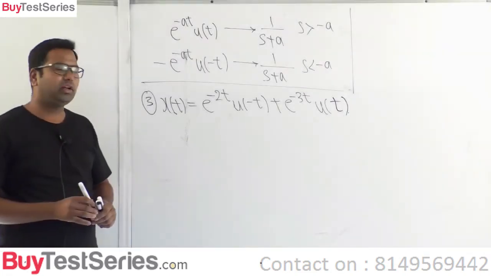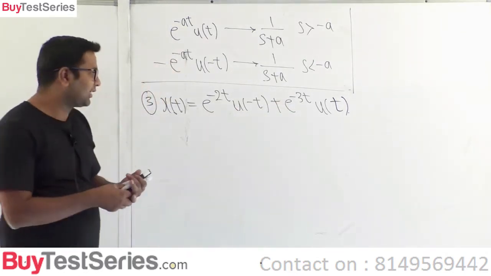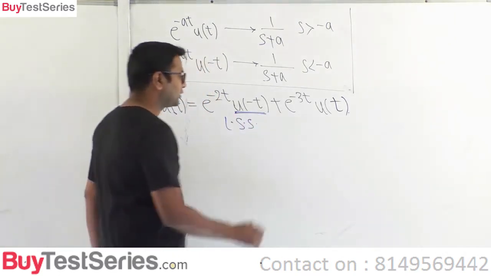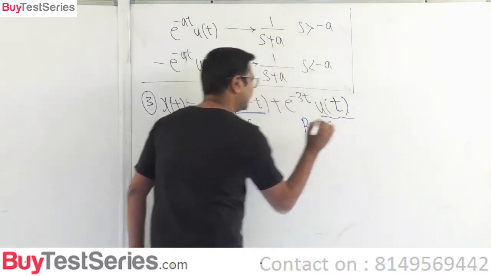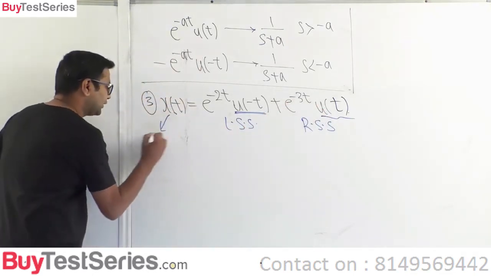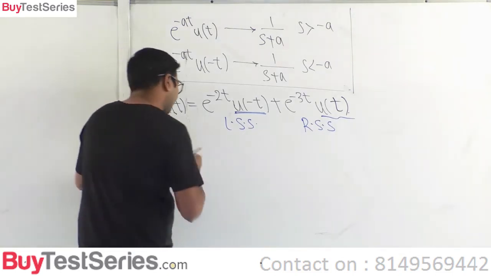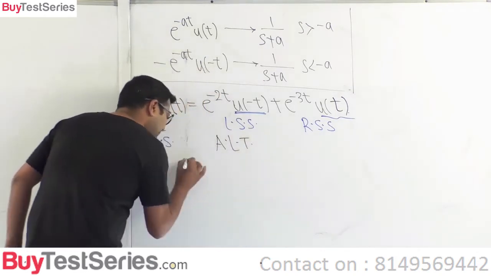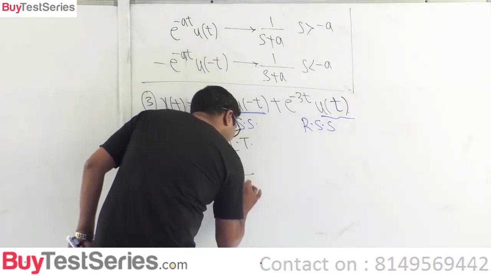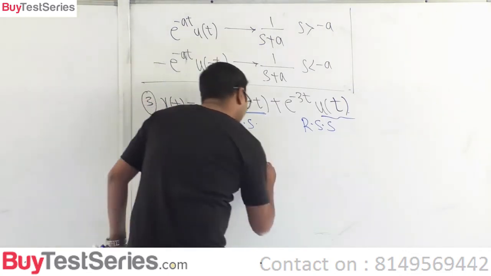In the next question, we have e raised to minus 2t u of minus t and e raised to minus 3t u of t. As you can observe, because of u of minus t, this portion is left-sided portion, whereas because of u of t, this portion is right-sided portion. As the signal has both left-sided as well as the right-sided portion, we will say that the signal x of t is a two-sided signal. What will be the Laplace transform? If I apply Laplace transform, e raised to minus 2t u of minus t is 1 upon s plus 2, whereas e raised to minus 3t u of t will be given as 1 upon s plus 3.